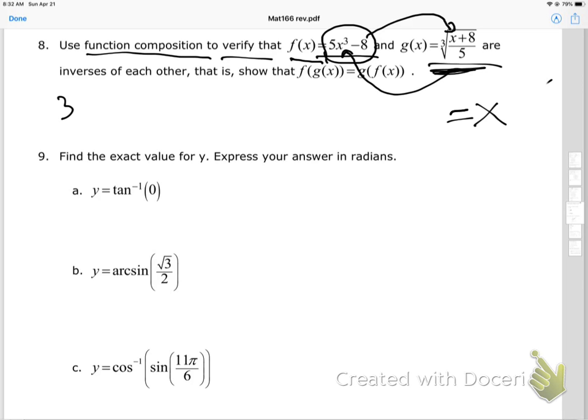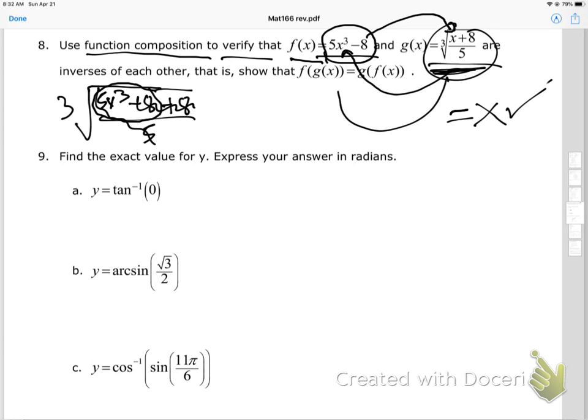So here we go. The cube root of, instead of x, I'm going to write 5x cubed minus 8. Still have the plus 8, still have the 5. This was the x that I replaced with 5x cubed minus 8. So these will cancel. The 5 will cancel. Can you see what's the cube root of x cubed? Yes, it equals x. And if you were to put that one into there, you'd get the same as well, equal x.